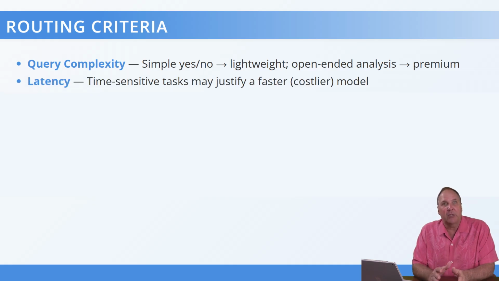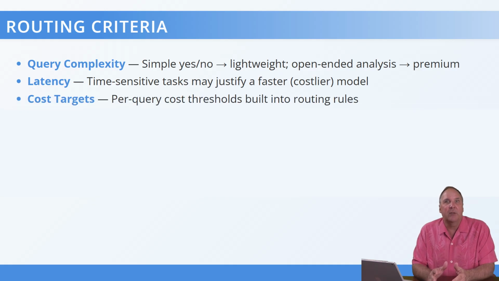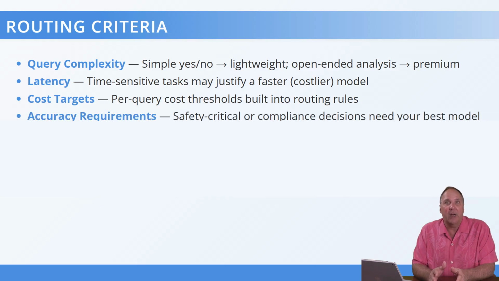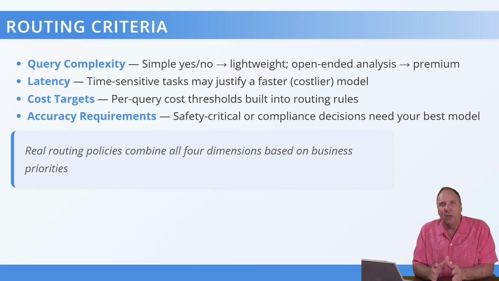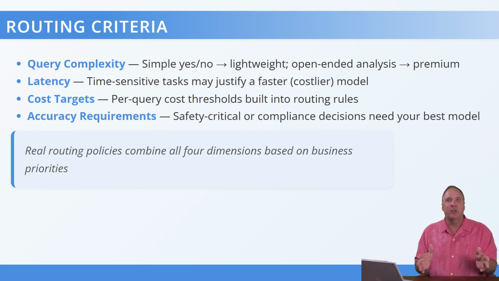Latency is also important, so time-sensitive tasks might justify a faster model even if it costs a bit more. Also cost targets. If you're targeting a specific cost per query, build that threshold right into your routing rules. In addition, your accuracy requirements. Safety critical or compliance sensitive decisions always need your best model. The key is combining these. A real routing policy balances all 4 dimensions based on your business priorities.